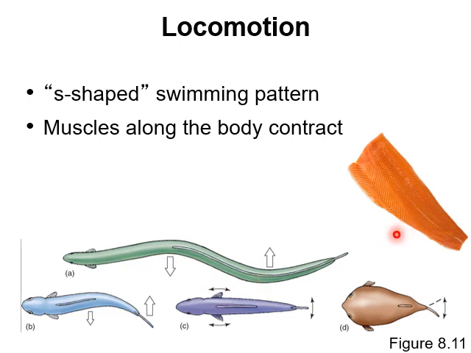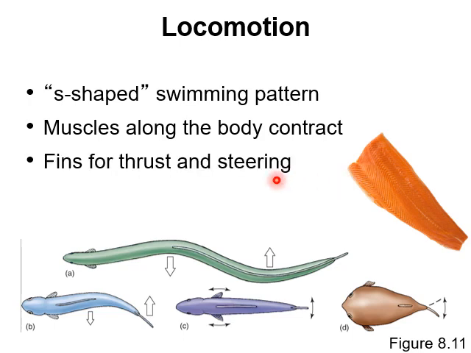And you can see how this works when you look at a fillet of a lot of fishes. So this is a fillet of a salmon, and you can see it has these lines running across it. Those lines are bands of muscle. When those muscles contract, that's what causes the fish to bend in that shape. So the whole body contracts back and forth, and that's what pushes it along.